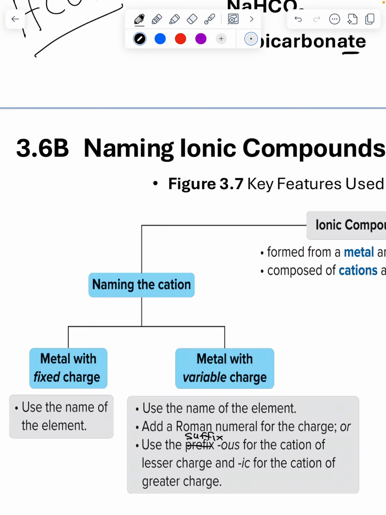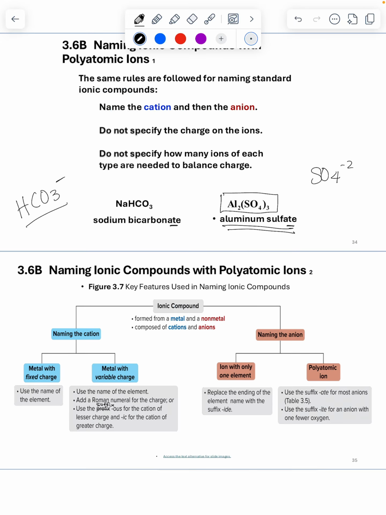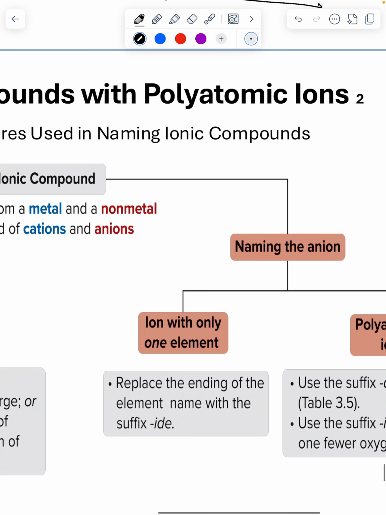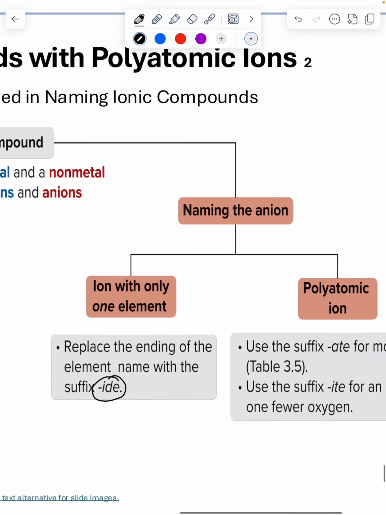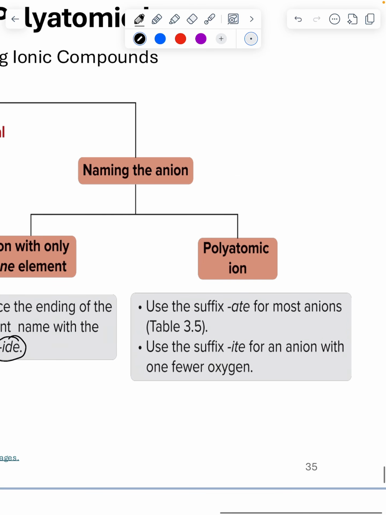And then when you're naming the anion with only one element, you just simply replace the ending with the IDE suffix. And if you have an anion that is a polyatomic ion, then you're going to use the suffix that comes with that polyatomic ion. For most of your polyatomic ions, they end in ATE. There are a few that end in ITE. So that summarizes the naming and writing formulas for ionic compounds.